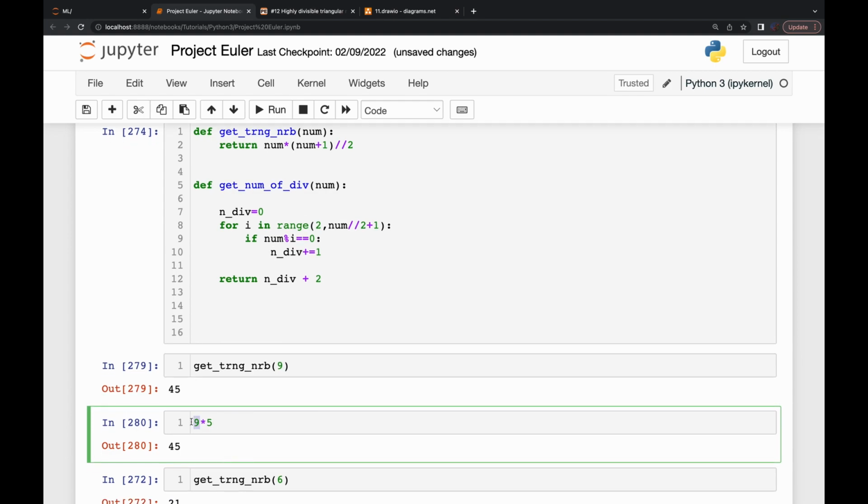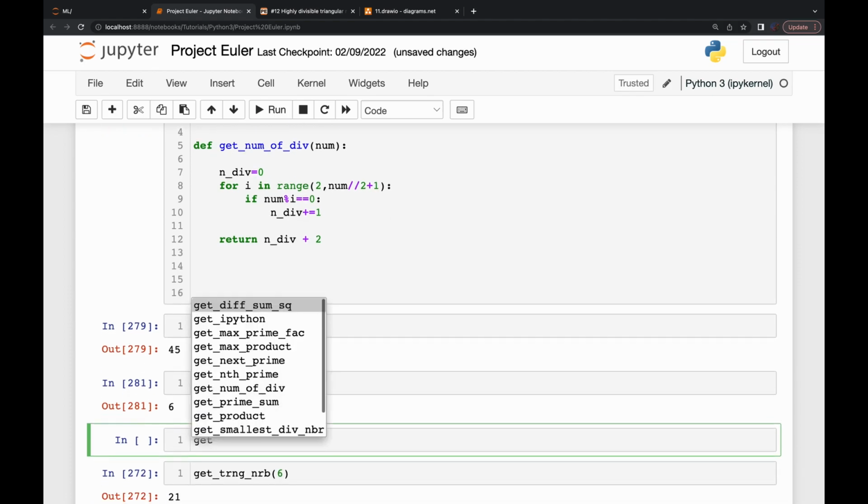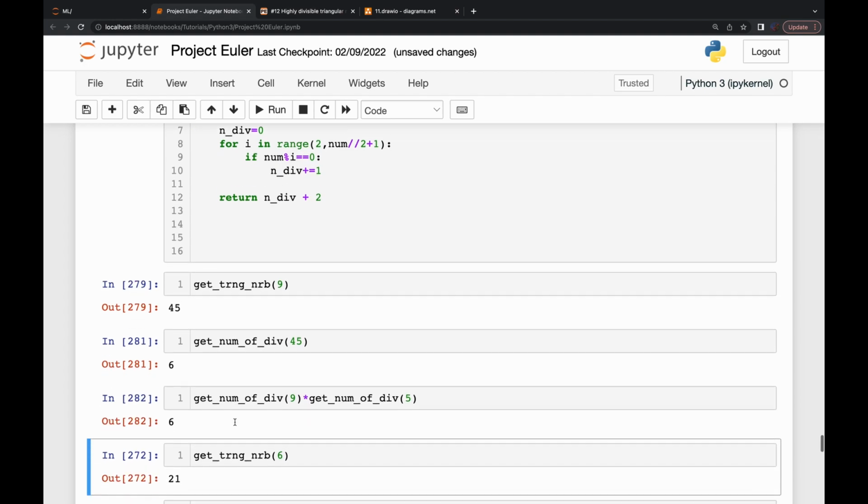I believe if we just get the divisor of 9 and divisor of 5 and multiply them, that will be equal to the number of divisors of 45. So let's test that. Get number of divisors of 45, that is 6. Now let's check get number of divisors of 9 multiplied by get number of divisors of 5, that is also 6.